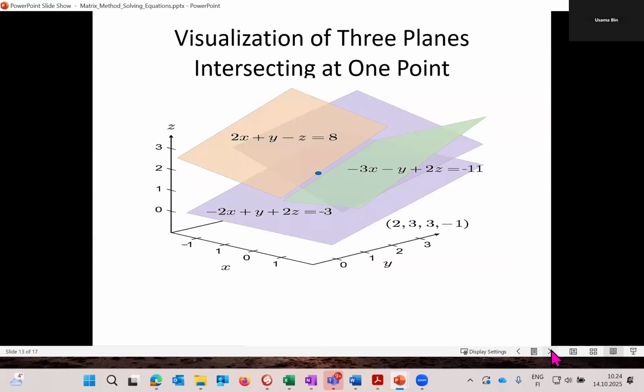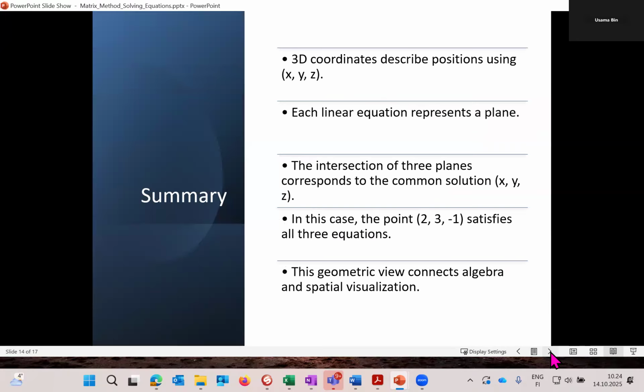I got this picture from the AI, and it looks a bit messy, but at least you can see some planes and a point, and that they would intersect at 1 point. I don't know if this is a great picture. This doesn't really look like it, does it? Well, whatever.